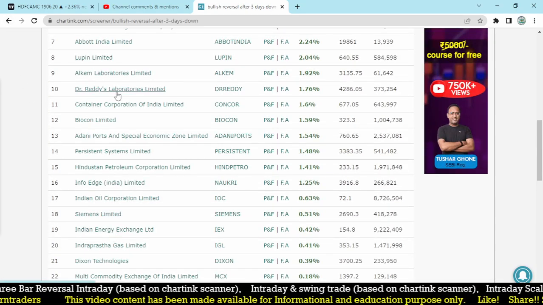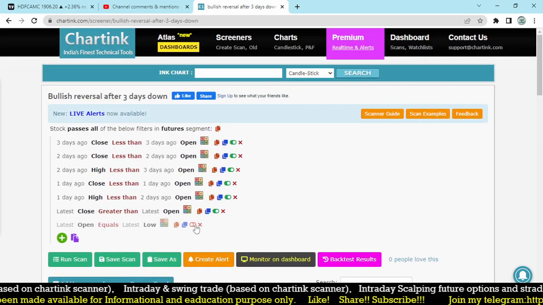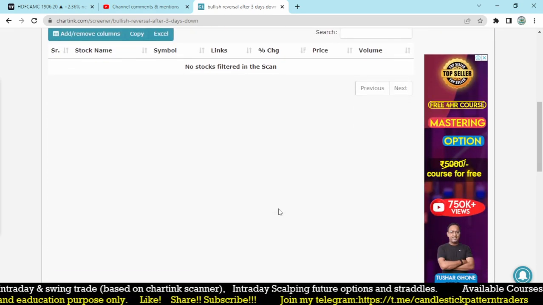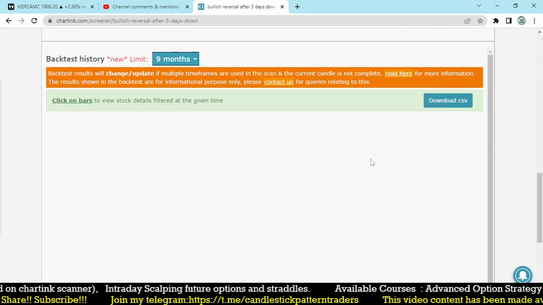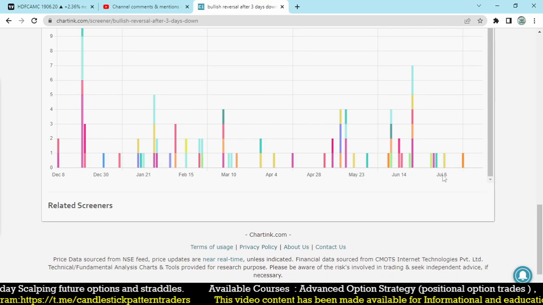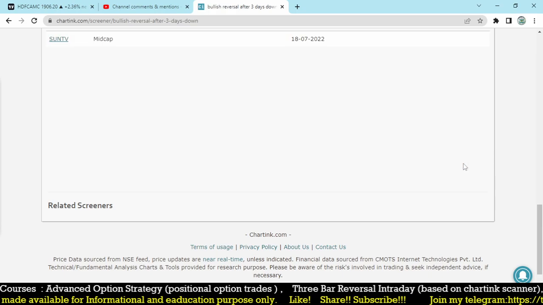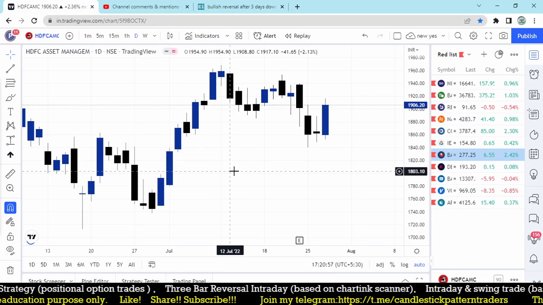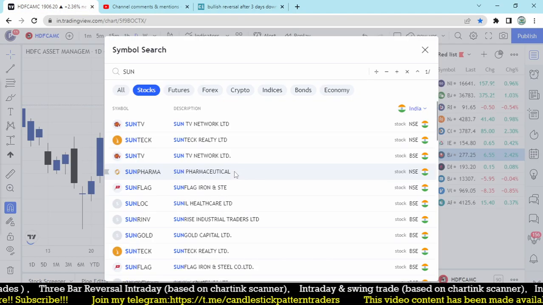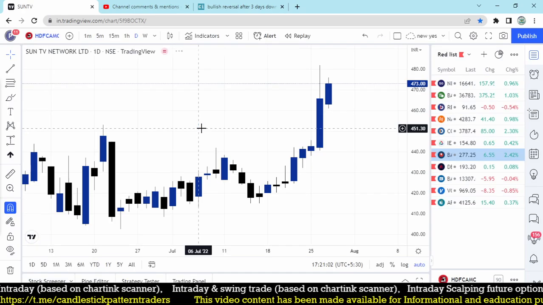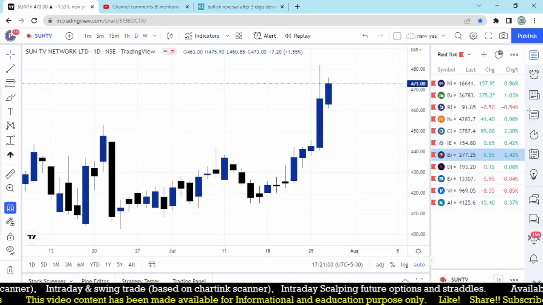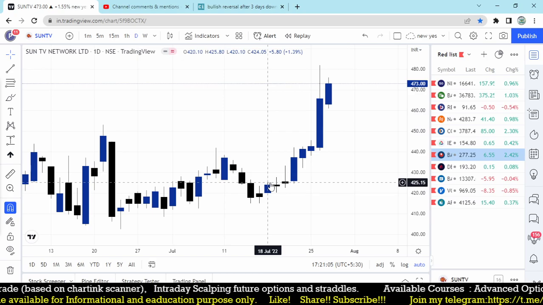So if you are using additional conditions like open equal to low and run the scan, today we didn't get any stocks, but we get a very minimum number of stocks, 1 or 2 stocks. This was happening on 18th July, Sun TV. After 3 days down, the fourth day should be open low, and it is a bullish candle, and this was the 18th.